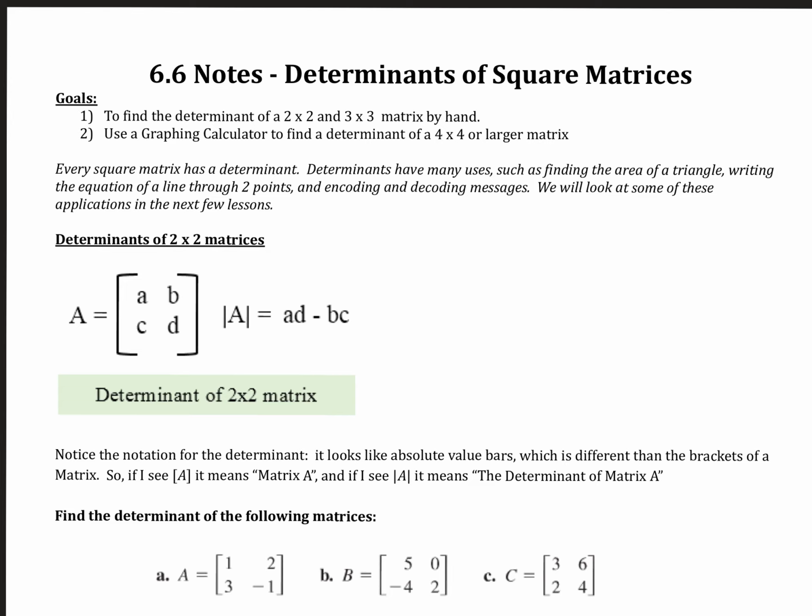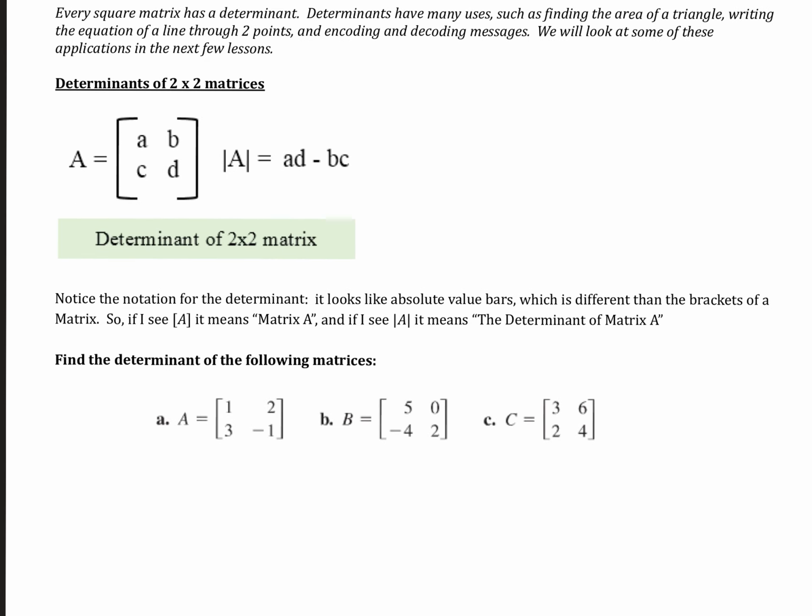To find the determinant of a 2 by 2 matrix, we will take the product of AD and subtract the product of BC. So we're looking at matrix A here. A couple of things to note. First of all, the notation for a determinant looks like an absolute value symbol. It's not. That means determinant. So when we use what looks like an absolute value symbol around the name of a matrix, we're saying find the determinant of that matrix.